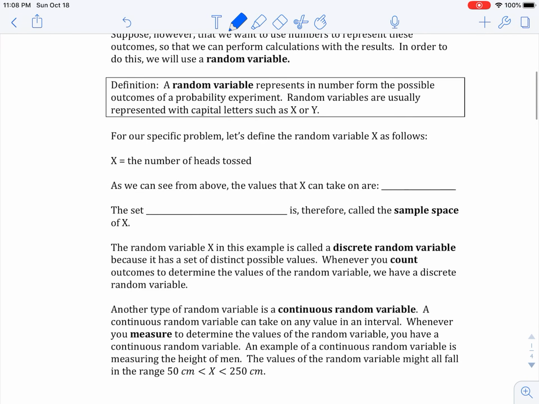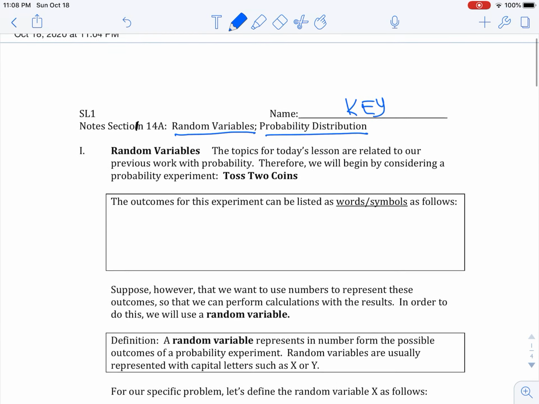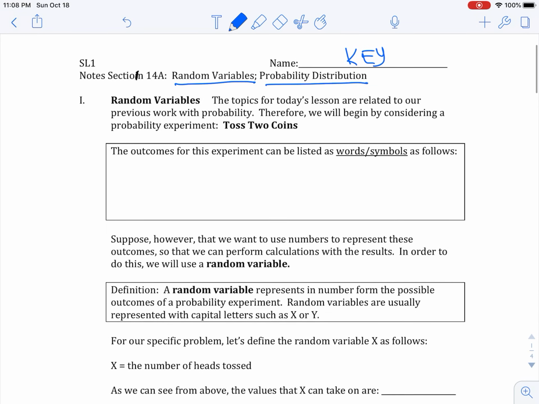In this chapter, we're going to be talking about something called discrete random variables, and that's going to go along with something called the binomial distribution. And then we're also going to be talking about continuous random variables, and that's going to go along with a distribution called a normal distribution. So we will come to those eventually.